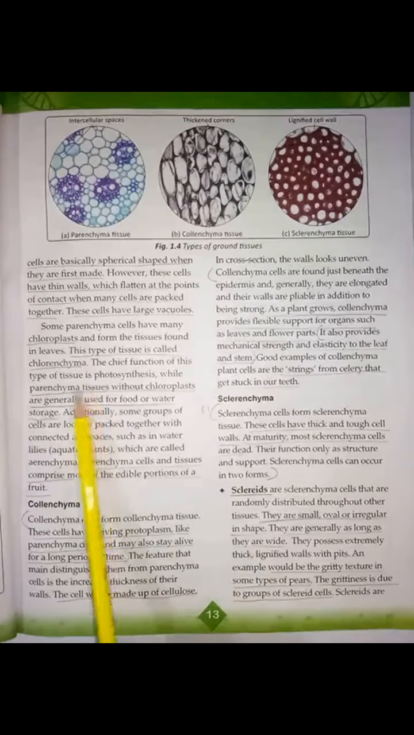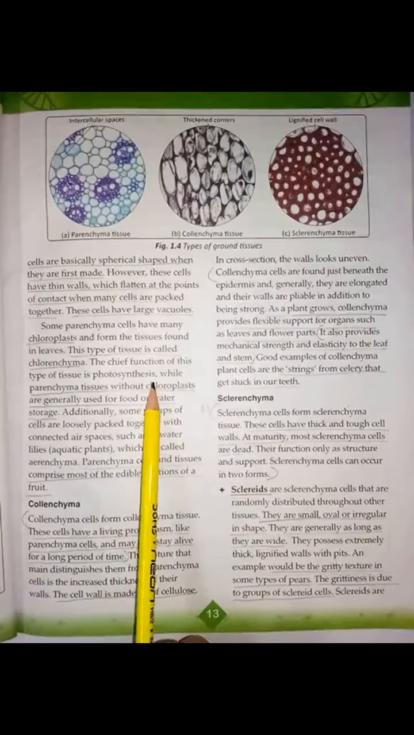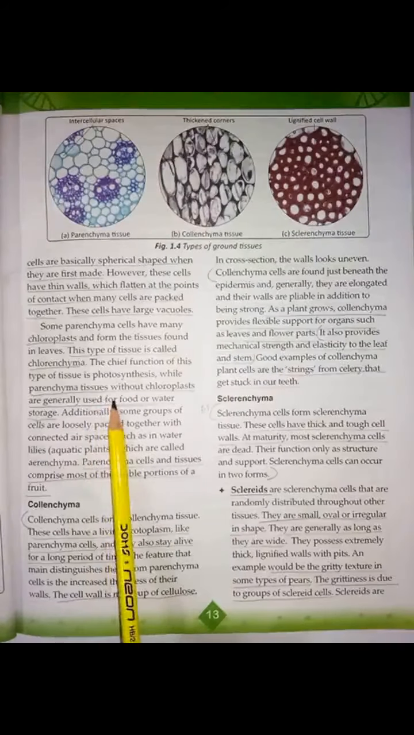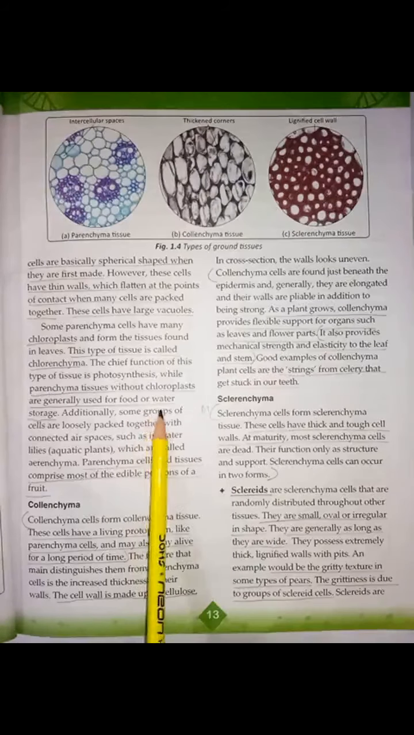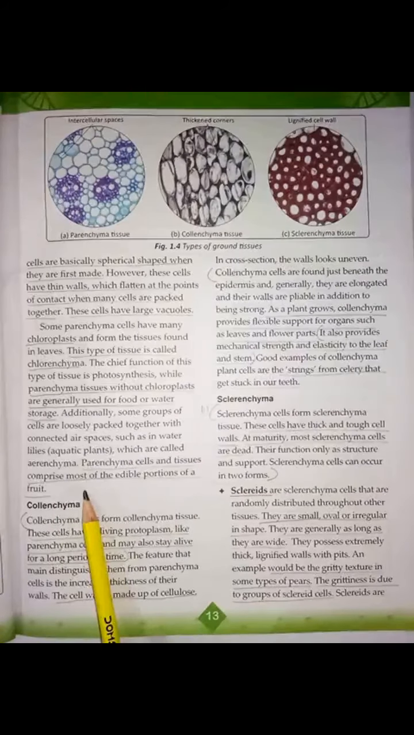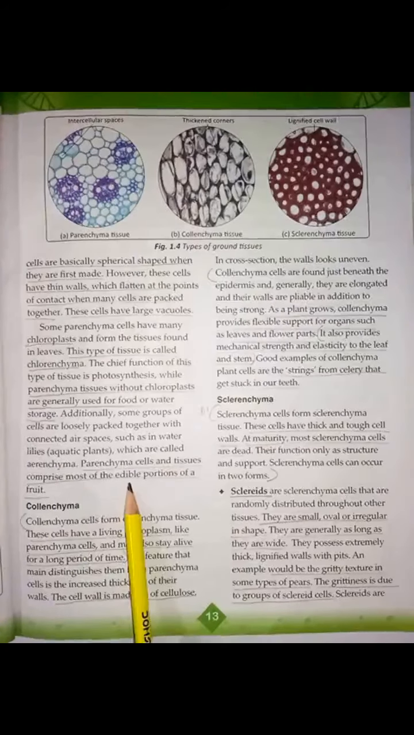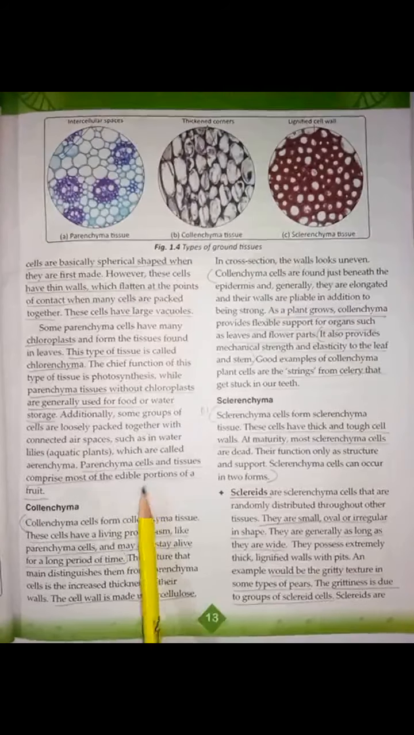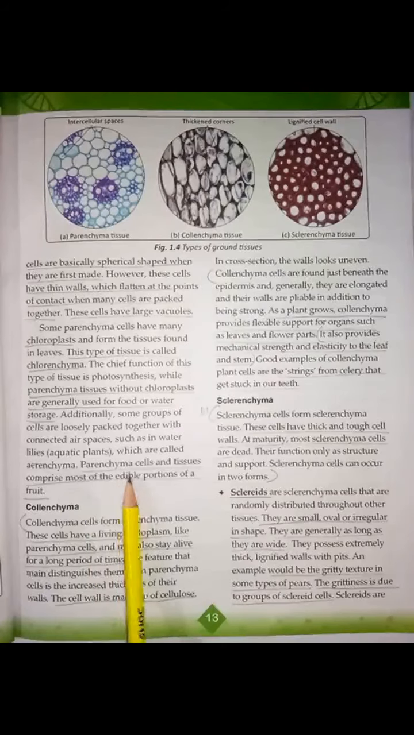And what is their function? Their function is basically to help in photosynthesis. That is, they perform photosynthesis for the plant. Then parenchyma tissues without chloroplasts are generally used for storing of food and water. Parenchyma cells and tissues comprise most of the edible portion of a fruit. That is, the fruit which you consume, children, the portion which you eat. Edible portion means the portion that is eaten. That edible portion of the fruit is basically made up of parenchyma.